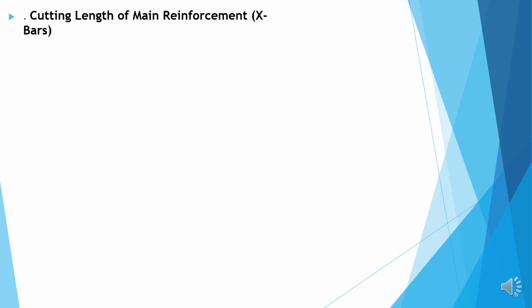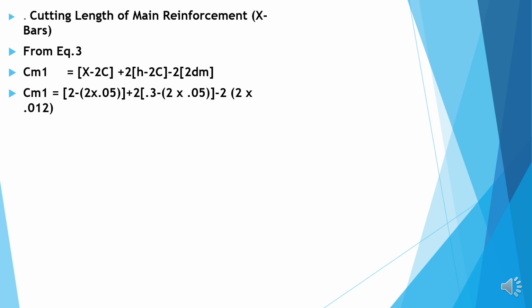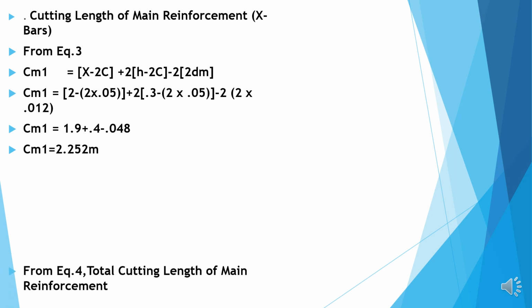Cutting length of the main reinforcement, that is X bars. From equation 3, we follow: X minus 2C plus 2 into H minus 2C minus 2 into 2dm. That means 2 minus 2 into 0.05 plus 2 into 0.3 minus 2 into 0.05 minus 2 into 2 x 0.12. CM1 is equal to 1.9 plus 4.0148. CM1 is equal to 2.252 meter.